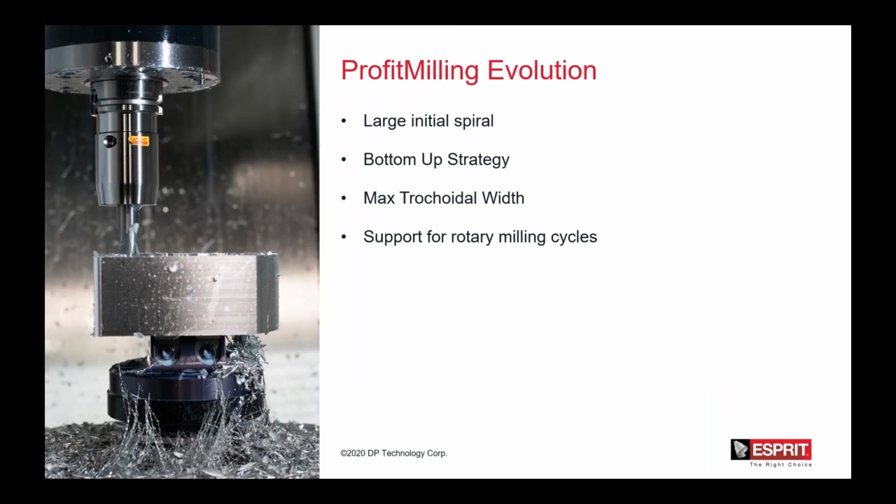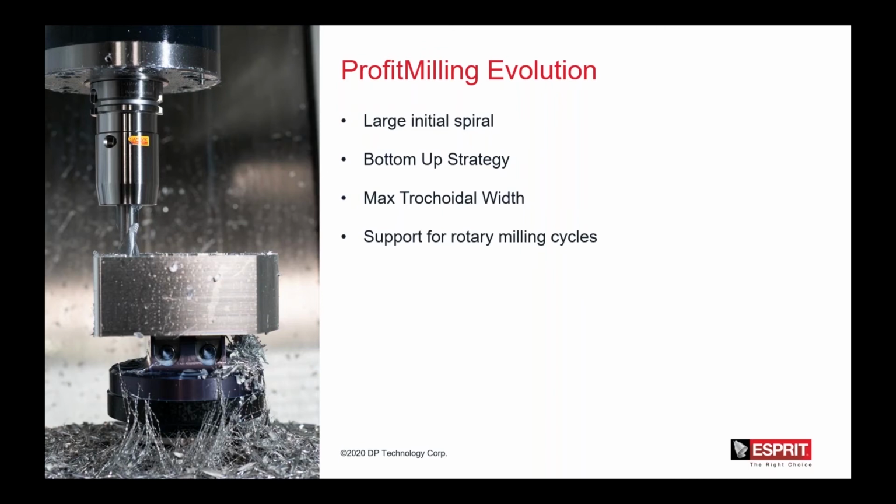So the nice thing about ESPRIT is that our R&D department is in-house, and so we're constantly updating and improving our cycles, especially profit milling. And over the years, these are some of the improvements that we've seen within profit milling. I'm going to talk about these a little bit more in depth, but we have large initial spiral, the bottom up strategy, which should always be used when using profit milling. That's where you really get your advantages from.